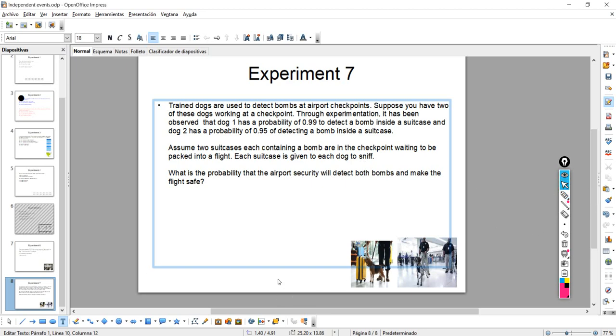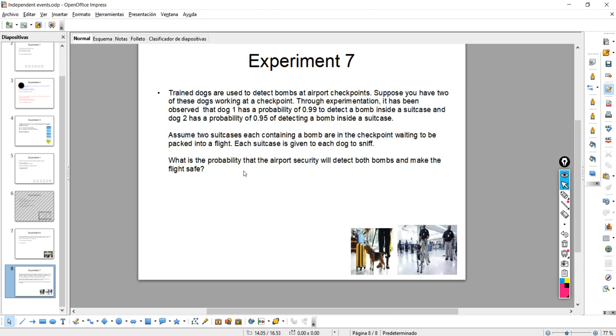If you want to stop the video and read the whole thing once or twice again, do it, because I want you to understand the whole context of the problem and the question. Okay, so let's see, guys. They want me to find the probability that the flight will be safe. So let me define that event. I'm gonna call it S for safe.